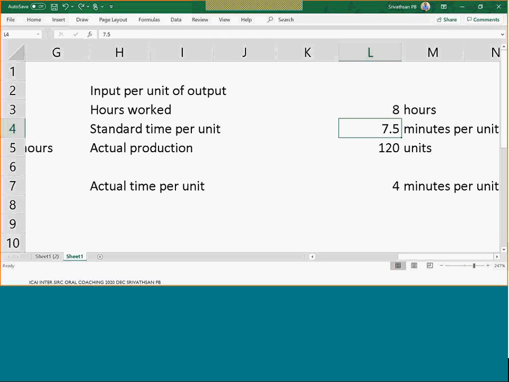Let's see, standard time is 5 minutes, or it can be even 7.5. No worries. So time per unit is given as 7.5 minutes. My actual production in 8 hours was 120 units, which took only 4 minutes per unit instead of 7.5 minutes. So to calculate my productivity now, my actual was 4 minutes per unit. Productivity percentage.